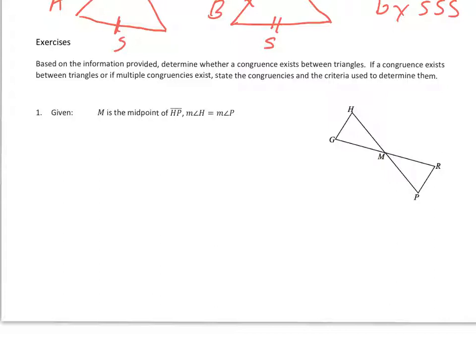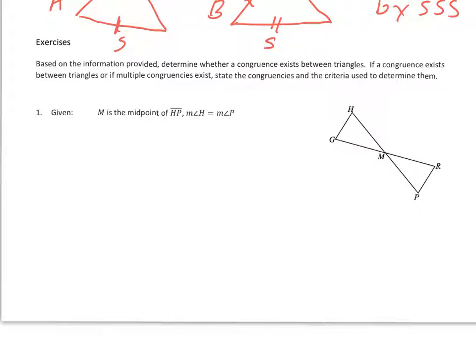This next part of the notes is asking us to determine whether a congruence exists between some triangles. If the congruence exists, state the congruencies and the criteria used to determine them. So we're not doing a full-blown proof on these, but we are getting close because we're still stating the different congruencies and the criteria. So let's start with number 1.